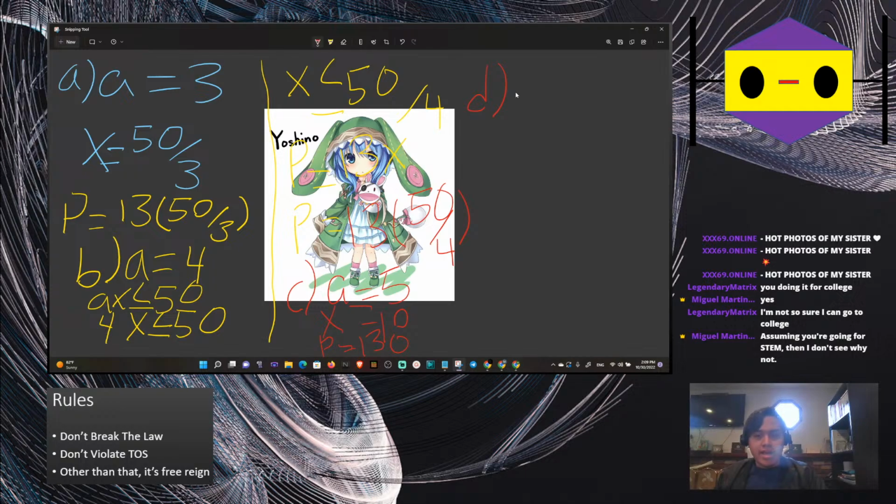D, we have A is equal to 6. So once more, x is equal to 50 over 6. And in turn, P will be equal to 13 times 50 over 6.